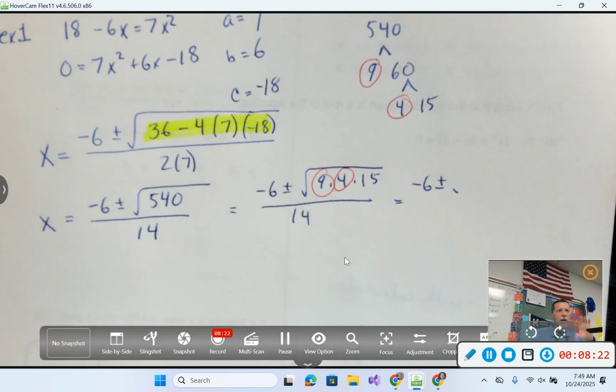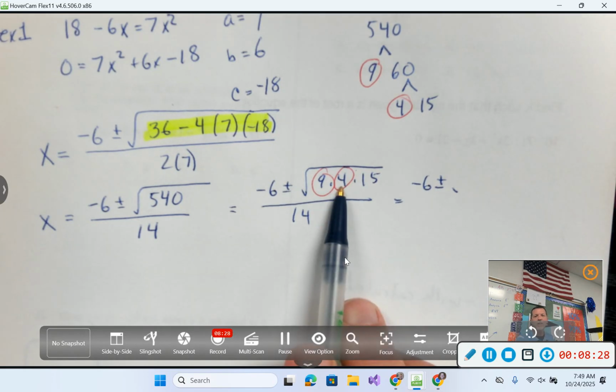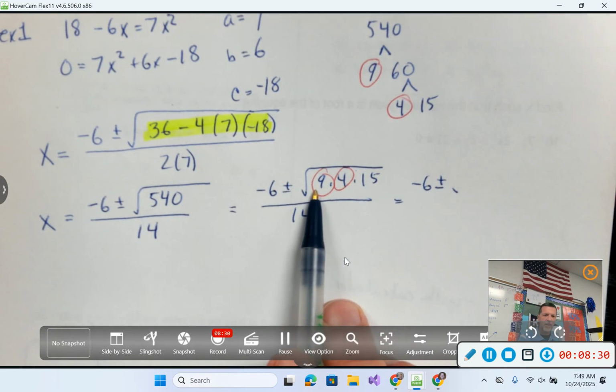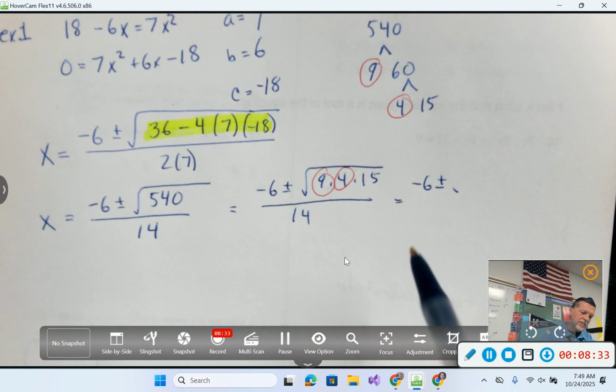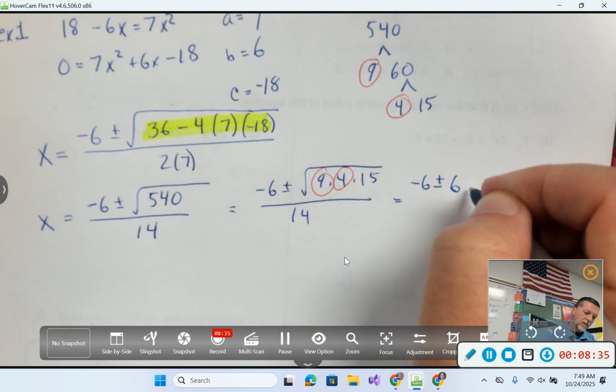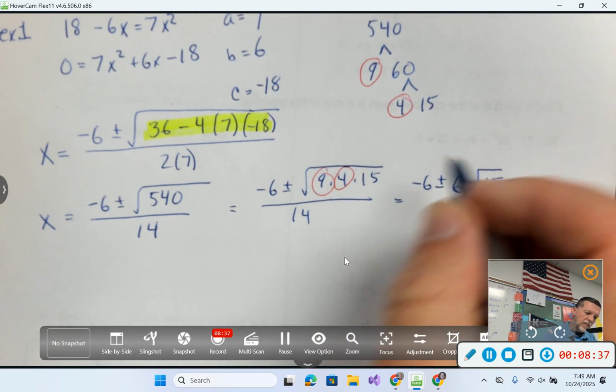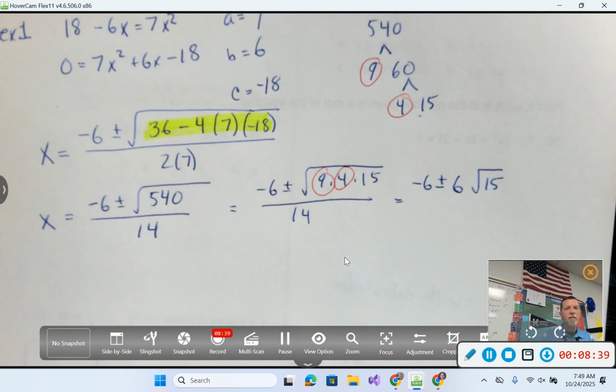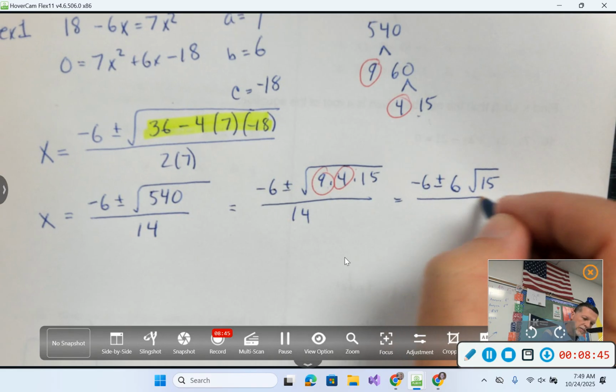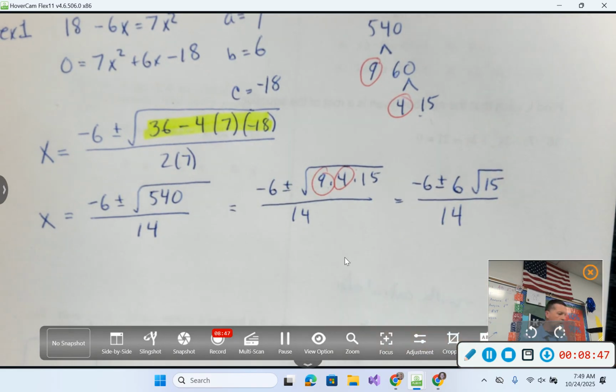So what can come out? What number will be on the outside? 2. Not just a 2, though. 6. 2 times 3 is 6. Or 9 times 4 is 36, and the square root of 36 is 6. The 15 doesn't have any perfect square factors. You could break it into 3 and 5, but that doesn't really help anything. All over 14.